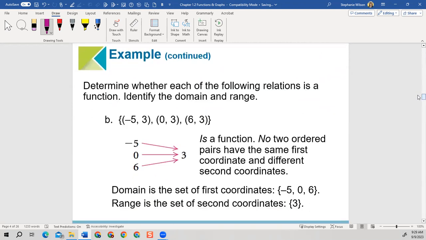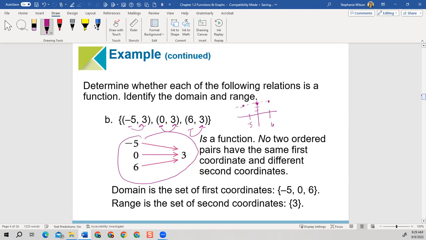Let's look. Is this one a function? Well, let's look at it. And I like how they did this here. They're just saying that this -5 maps to 3, this 0 maps to 3, the 6 maps to 3. So whenever you go to the graph and you plot it, my Y value at 3 is somewhere right in here. I got a -5 for X, so we got a point here. I got a 0, 3, which is right here. And then I got a 6, 3, right?